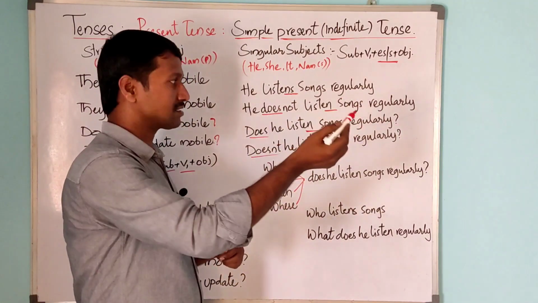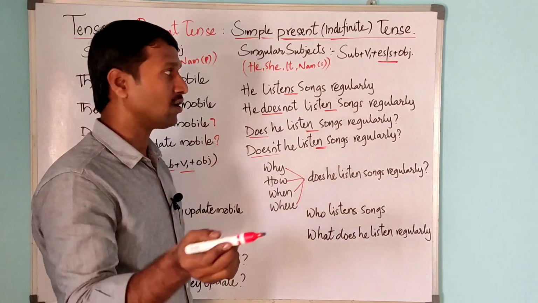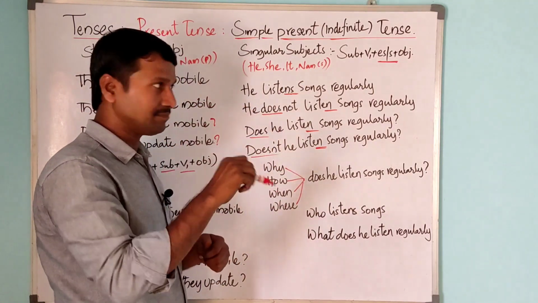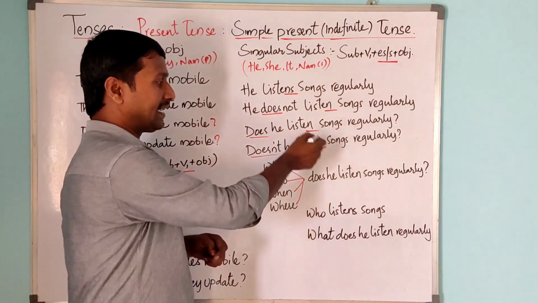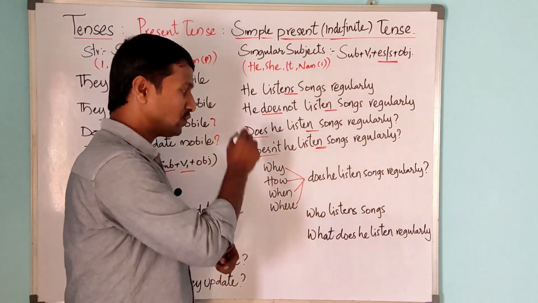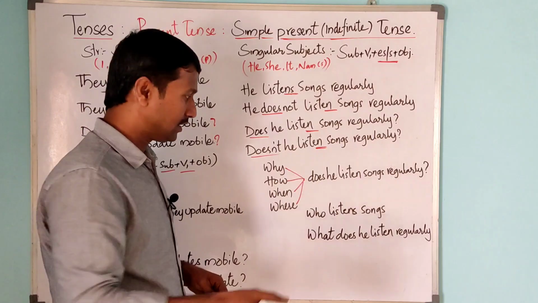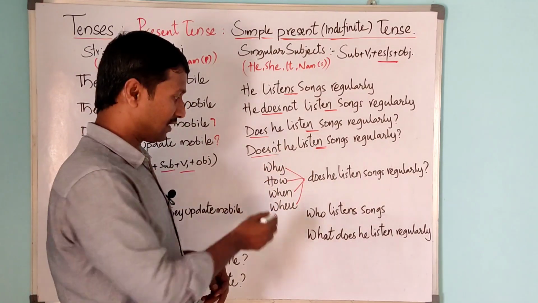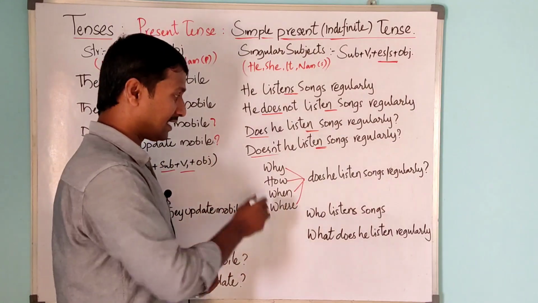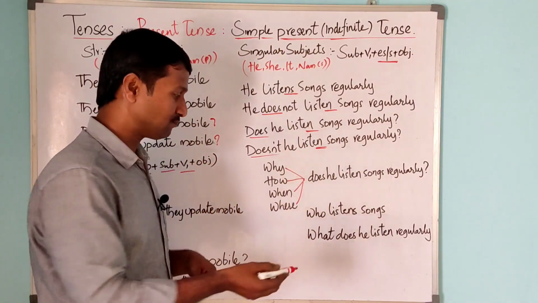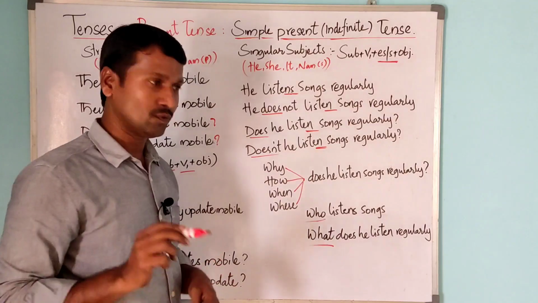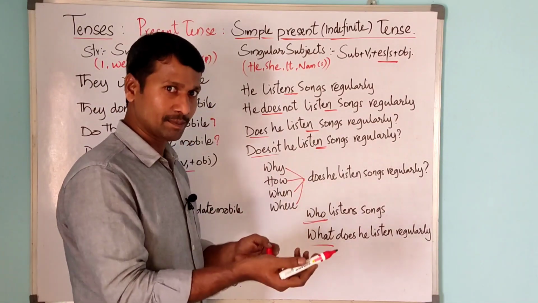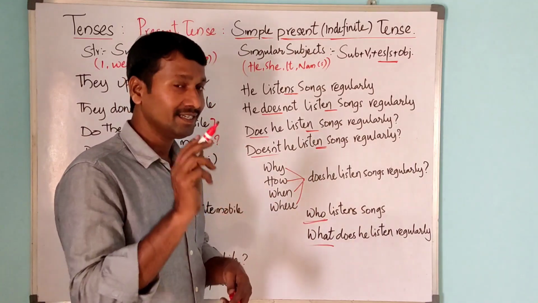Does he listen songs regularly? Doesn't he listen songs? So the last three sentences have does in them. That's why no S form is added to the base verb. When you change the same sentence with the WH words: why does he listen songs regularly? How does he listen songs regularly? When does he listen songs regularly? Where does he listen songs regularly? If I replace them with who and what, who listens songs, because who replaces the subject here, and what sometimes replaces the object. So what does he listen regularly?